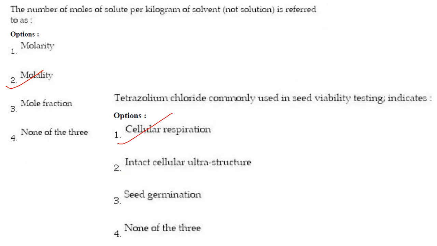The number of moles of solute per kilogram of solvent, not solution, is referred to as option 1, molarity, 2, molality, 3, mole fraction, 4, none of these. Answer is option 2, molality. Next one. Tetrazolium chloride commonly used in seed viability testing indicates option 1, cellular respiration, 2, intact cellular and ultrastructure, 3, seed germination, 4, none of these. Answer is option 1, cellular respiration.